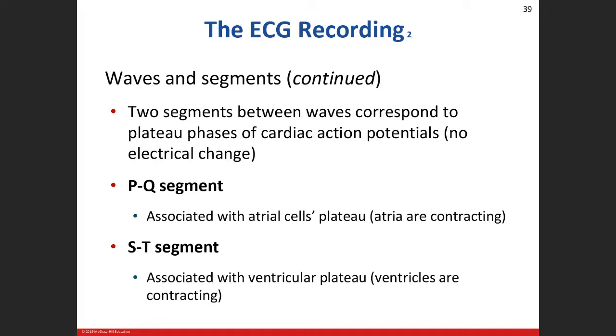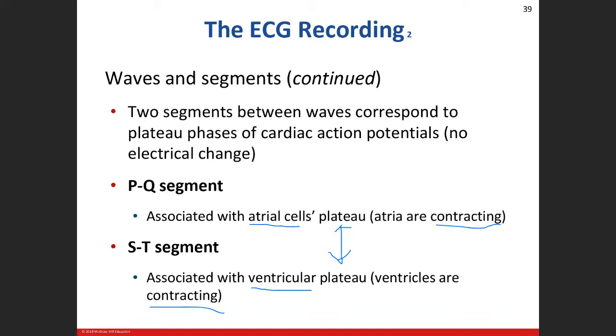This is important. The PQ segment has to do with the atrial cells. The ST segment has to do with the ventricular cells. They both have to do with the plateaus, so they both involve contraction. We're good with that? You feel pretty confident in that? Not too bad, not too bad.